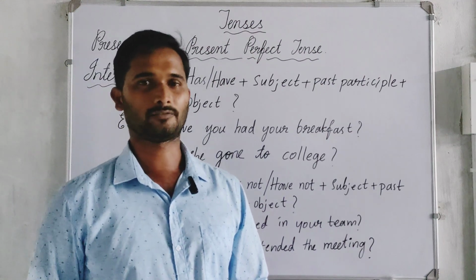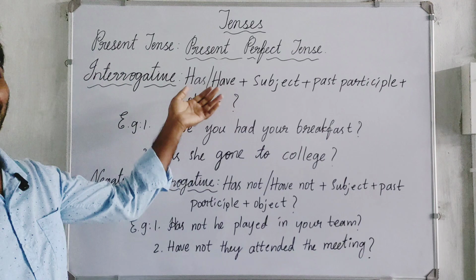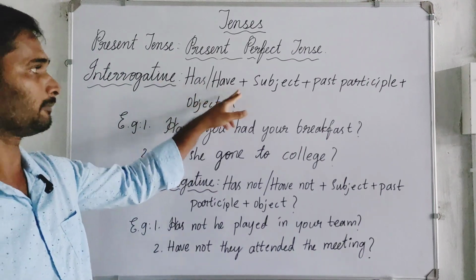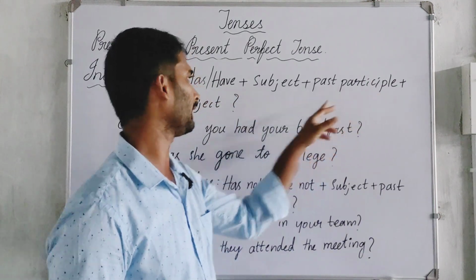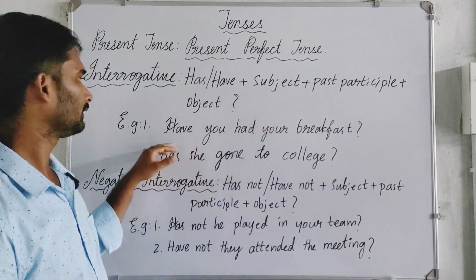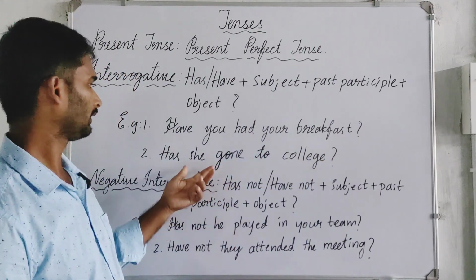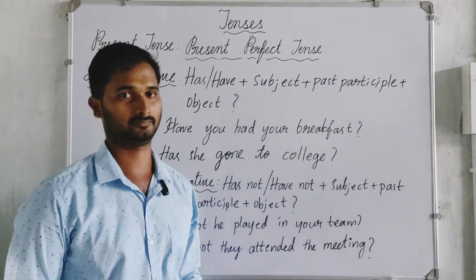Present perfect tense, the forms, negative form and the interrogative form. The formula and the syntax. Has or have plus subject plus past participle plus object plus at the end of that a question mark is added. Some examples here. Have you had your breakfast? Has she gone to college?